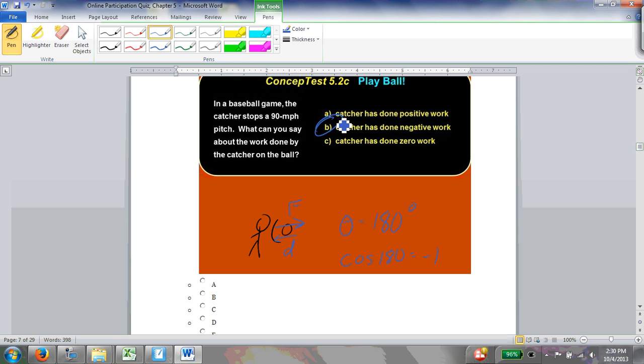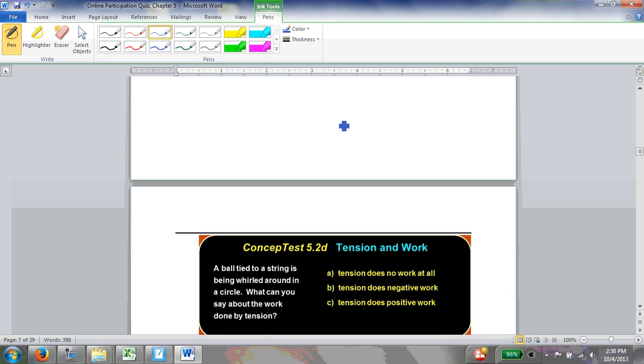Well, we can also think about this in terms of energy. It's like the catcher is taking away energy from the ball, and in order to take away energy, that means that you're doing negative work.